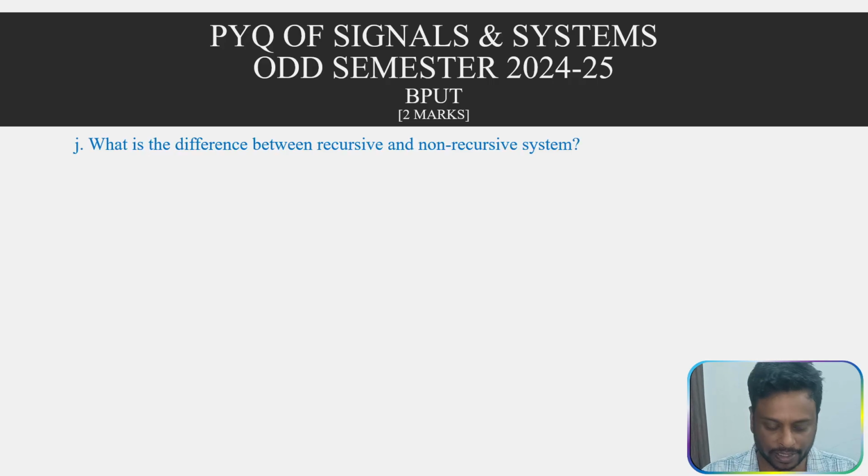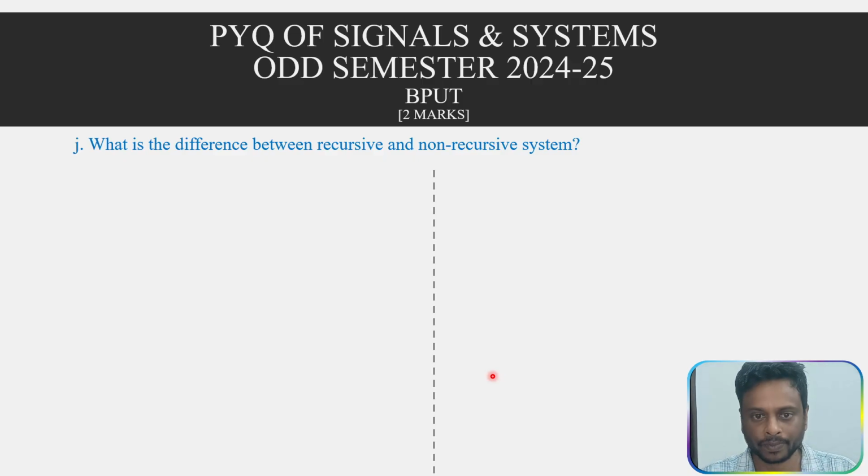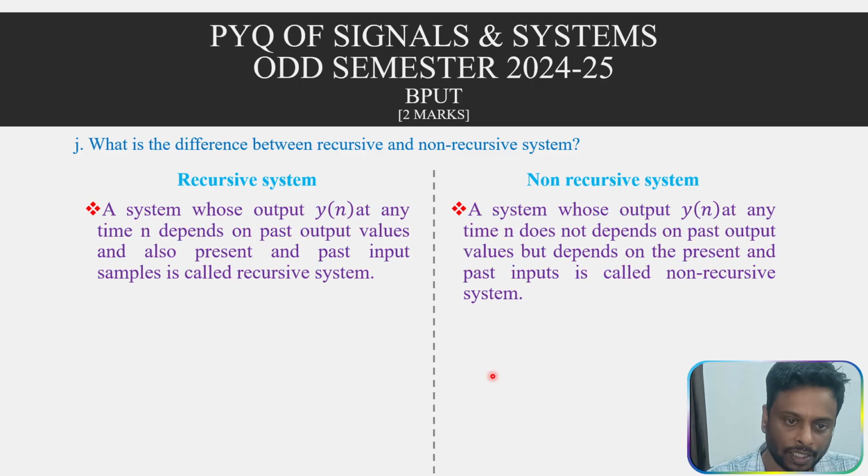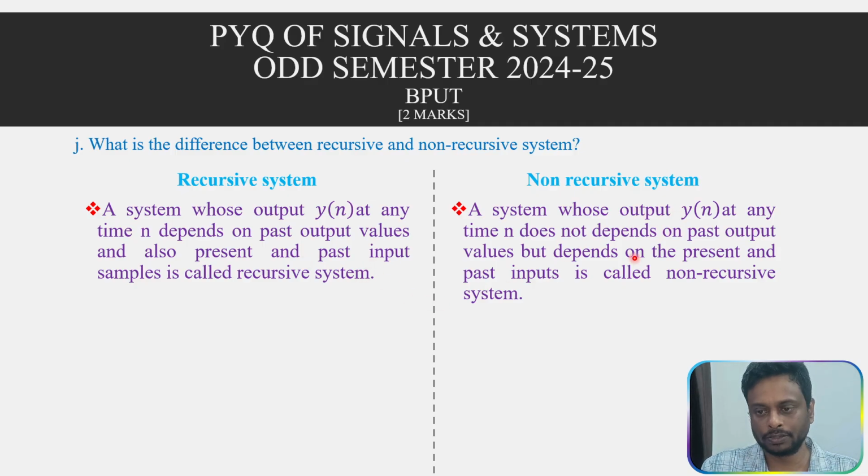The last question is: what is the difference between recursive and non-recursive systems? Let us take recursive versus non-recursive system. A recursive system is one whose output y of n at any time n depends upon the past output values and also the present and past input values. Similarly, the output of a non-recursive system does not depend upon the past output values, but it depends upon the present and past inputs. Then it is called a non-recursive system.